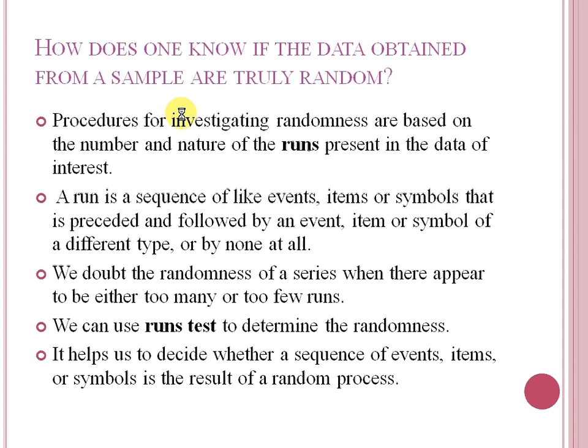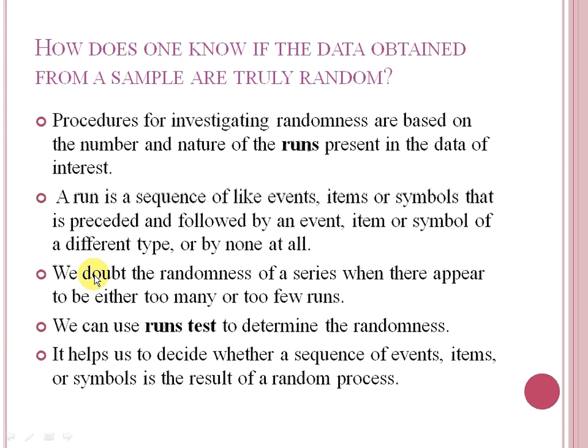The procedures for investigating randomness are based on the number and nature of the runs present in the data of interest. So what is a run? A run is a sequence of like items. For example, we have A as one run, then we have B, which is the second run. So we have a symbol or item that is preceded and followed by an event, item, or symbol of a different type, or by none at all.